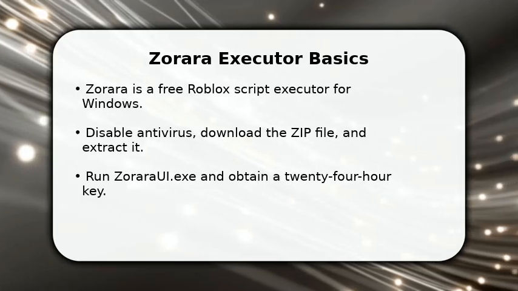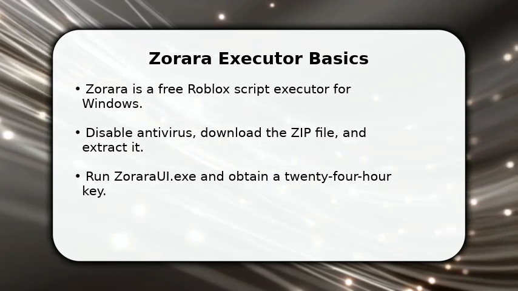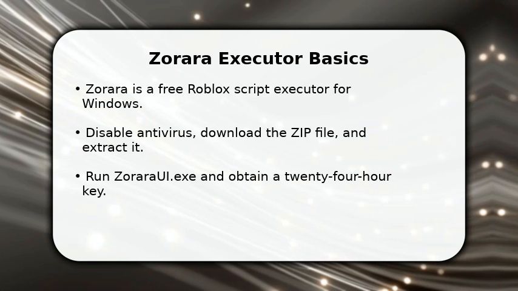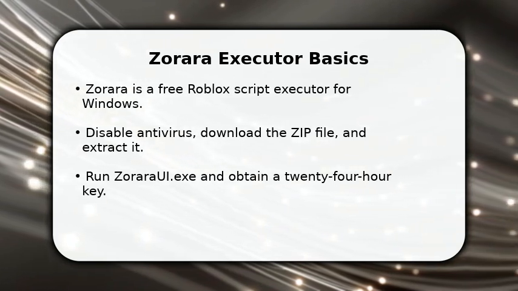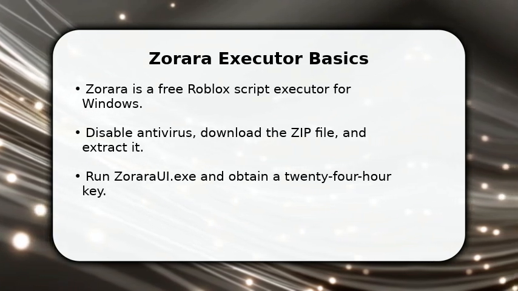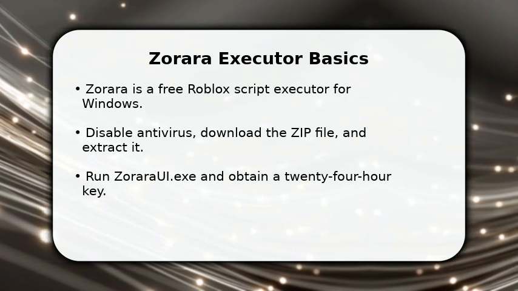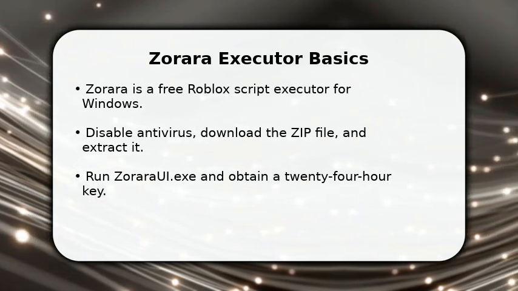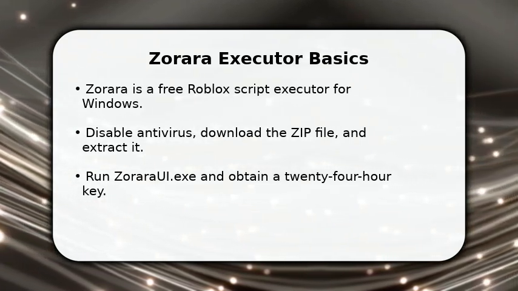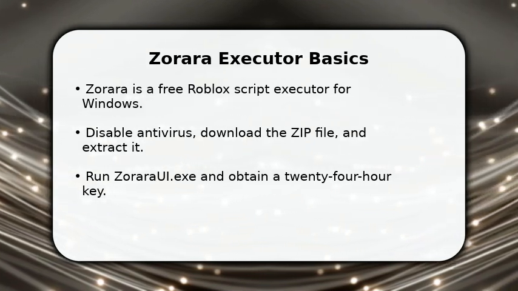In this video, I will explain how to use the Zorara Roblox Executor. First, you will need to temporarily disable your antivirus software, as it might flag the executor. Next, download the Zorara zip file from its official website and extract its contents to a new folder. Finally, launch the Zorara UI.exe file and follow the prompts to get your 24-hour activation key, which helps maintain the tool's integrity.